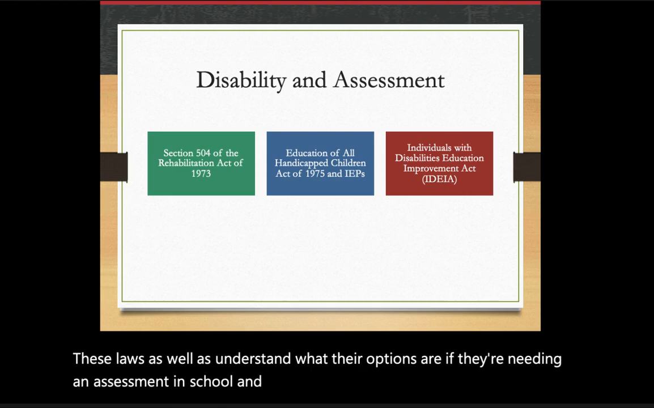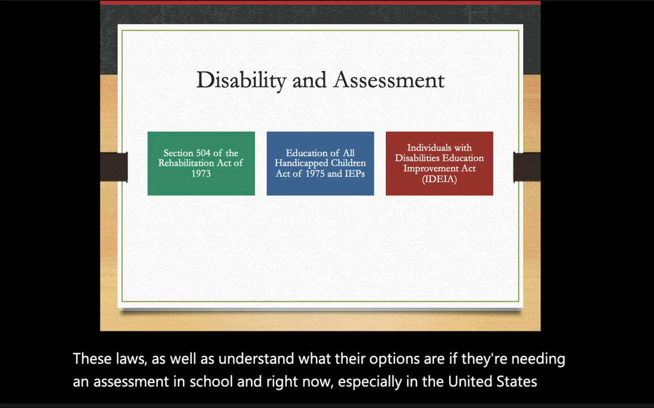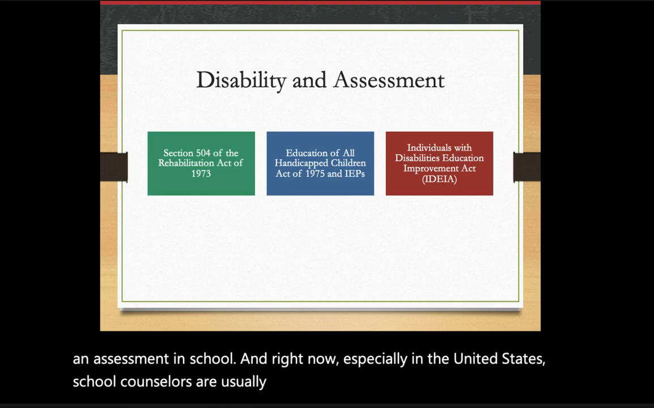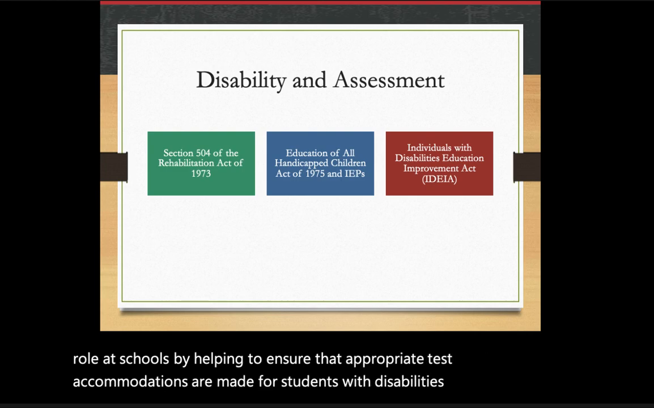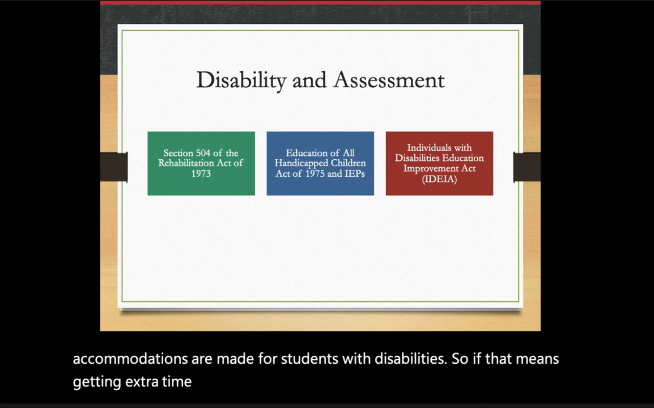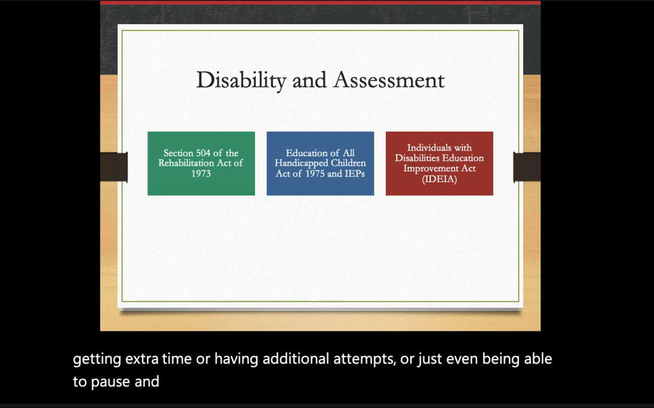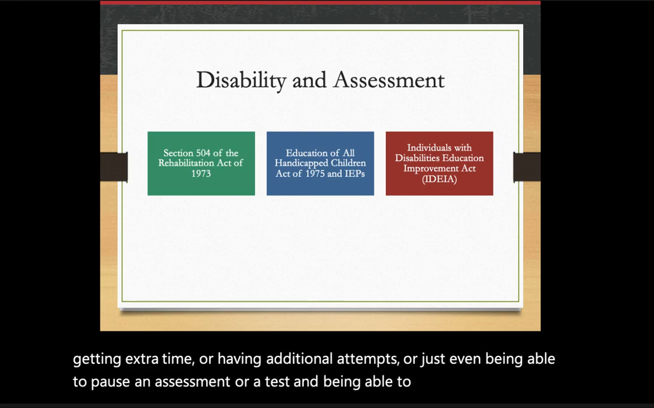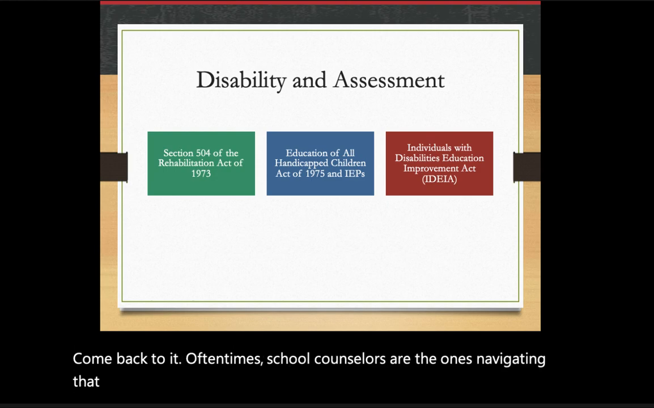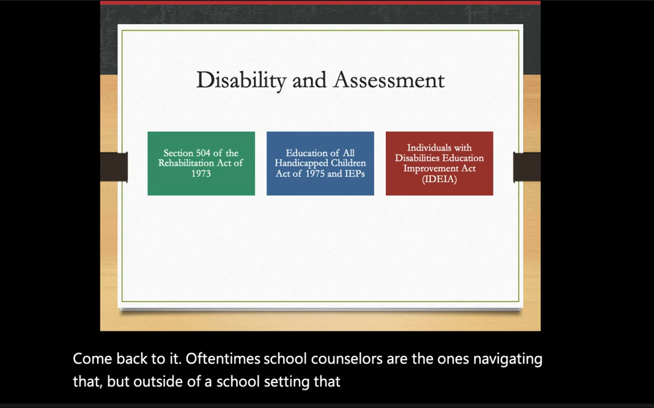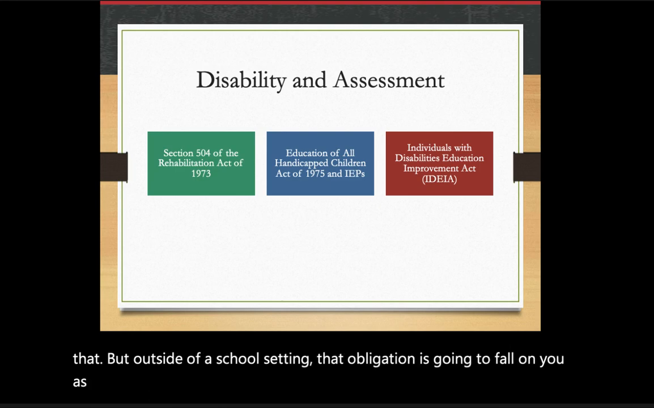And right now, especially in the United States, school counselors are usually the individuals who play a pretty important role at schools by helping to ensure that appropriate test accommodations are made for students with disabilities. So if that means getting extra time or having additional attempts, or just even being able to pause an assessment or a test and being able to come back to it, oftentimes school counselors are the ones navigating that, but outside of a school setting, that obligation is going to fall on you as the assessor.